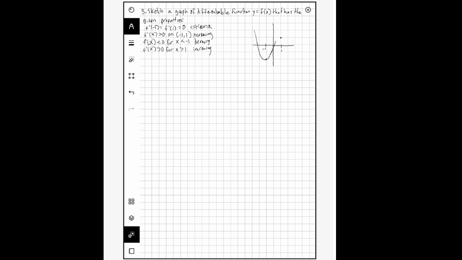Look at this again. F prime of x is more than 0 for x more than 1, meaning it's positive on this side. What does that mean? It means that it doesn't curve. It just keeps on going up. So it's almost like an S. My graph is going to level out right there, and then it's going to come right back up here again. Boom. So this graph right here is my final answer for question 3.